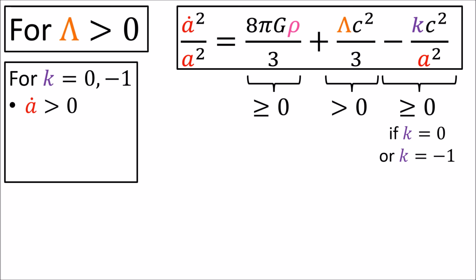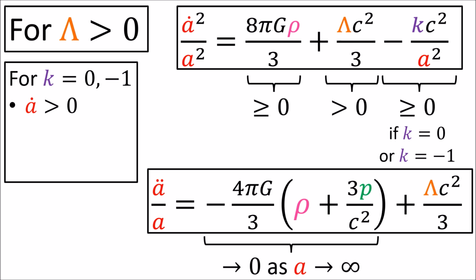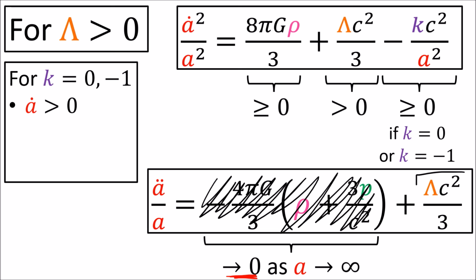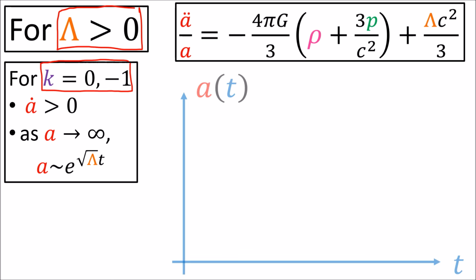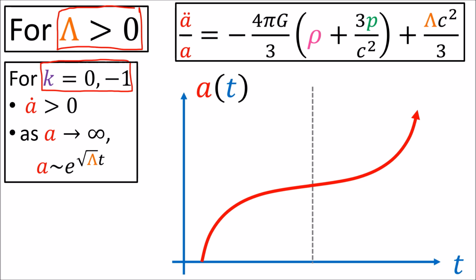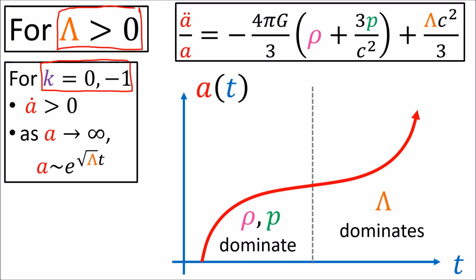And as the universe expands, the density and pressure go to 0. So while the acceleration is initially determined by density and pressure, as time goes on, the acceleration will be determined only by the cosmological constant, and A will increase exponentially. So with a positive cosmological constant and k equals 0 or -1, the universe evolution looks like this: decelerating when density and pressure dominate, but accelerating when the cosmological constant dominates.